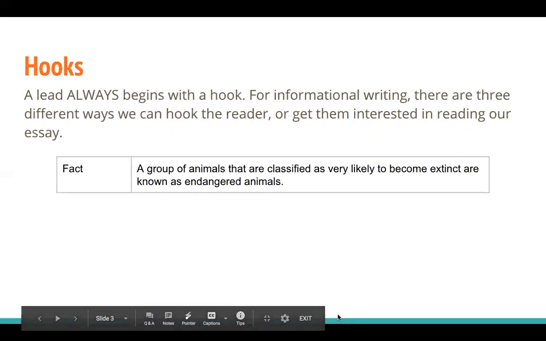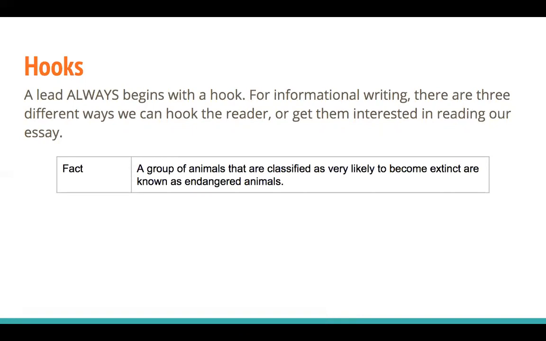If you start your essay with an interesting fact. So the first way might be something that you found in your notes that you were going through taking notes and you're like, wow, this fact is absolutely interesting or amazing, or I can't believe that. So if you start with a strong fact, that will get your reader's attention.